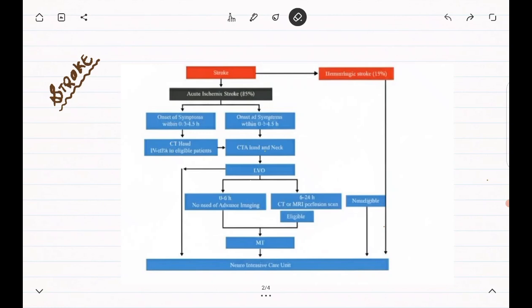This is a very important topic from the exam point of view. It is repeatedly asked in NEET PG and INI. Whenever a patient comes to the emergency, how do we recognize that it's a stroke patient, or how do we suspect that this is a patient of stroke?